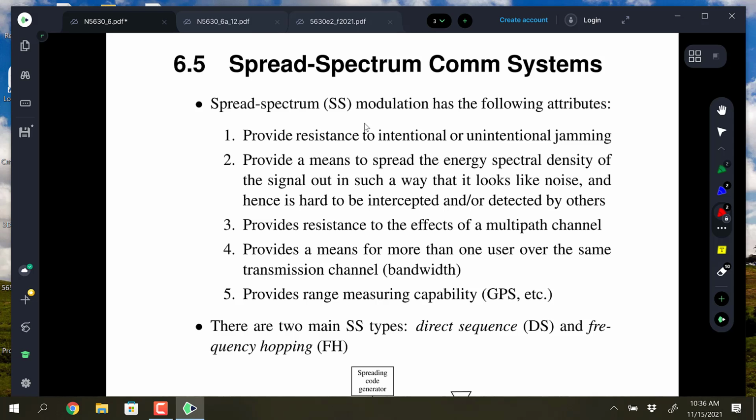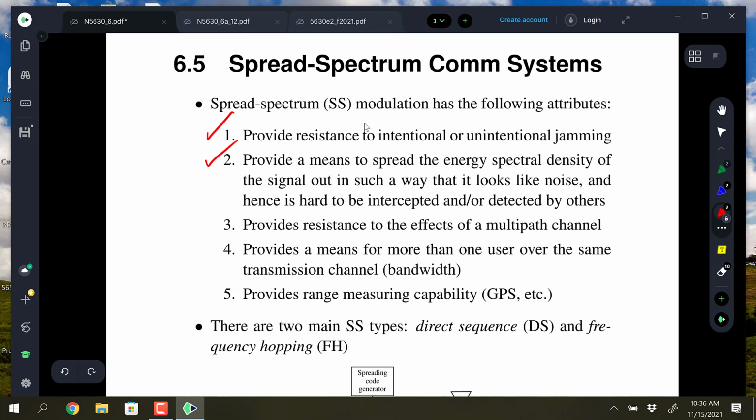So what's good about spread spectrum, and what is it? It's a modulation scheme that provides resistance to intentional or unintentional jamming. And intentional would be in multiple access.